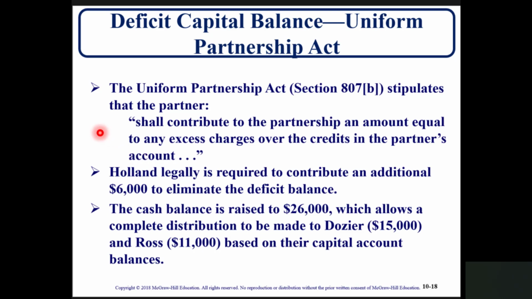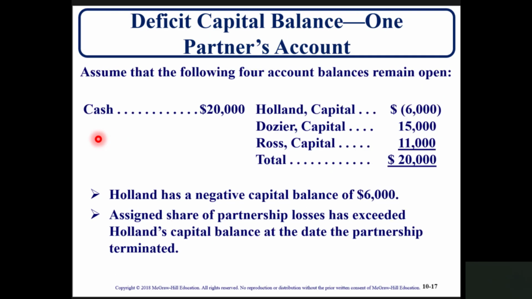So the Uniform Partnership Act, which we spoke about before, stipulates that the partner shall contribute to the partnership an amount equal to any excess charges over the credits in the partner's account. Therefore, Holland legally is required to contribute an additional $6,000 to eliminate the deficit. The cash balance is raised to $26,000, which allows a complete distribution to be made to Dozer for $15,000 and Ross $11,000 based on their capital account balances.